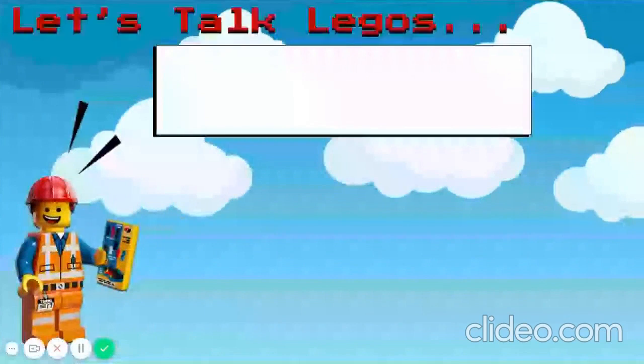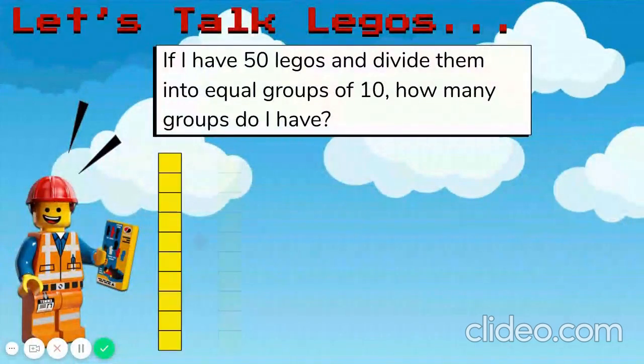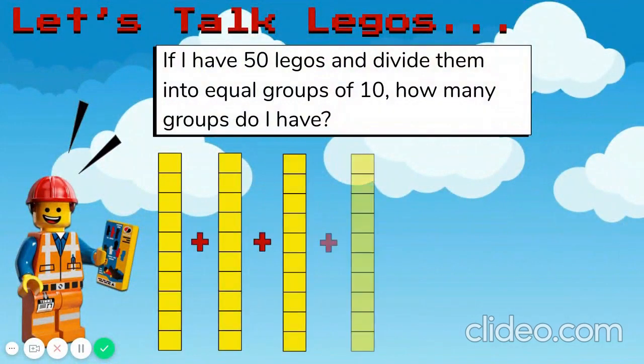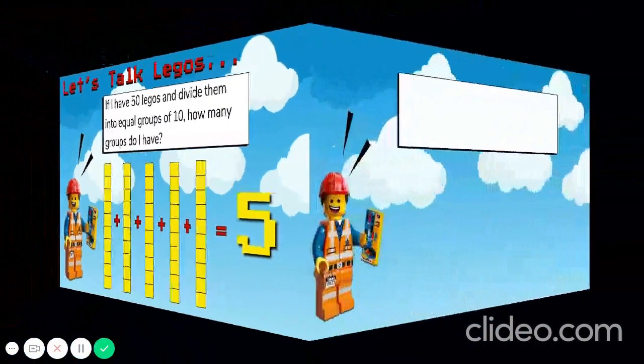So let's talk Legos. If I have 50 Legos and I divide them into equal groups of 10 Legos, how many groups of Legos will I have? Well, 50 is really just 10 added 5 times, right? So 10 plus 10 plus 10 plus 10 plus 10, meaning that I will have 5 equal groups of 10, as you can see here.